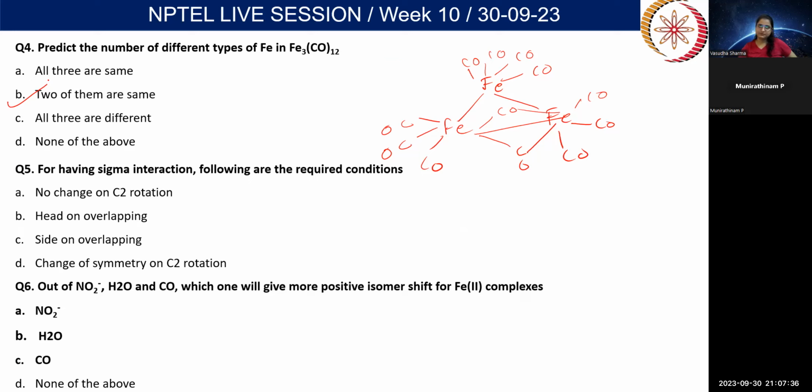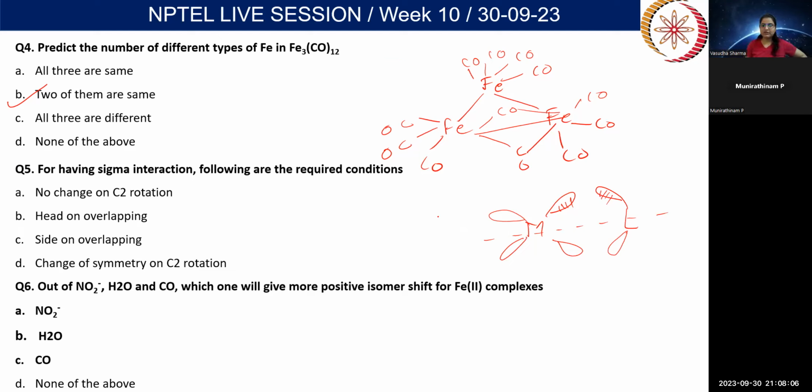Side-on overlapping is this one. So along the internuclear axis, there is no electron density. So do you think that sigma interaction happens in side-on overlapping or it happens in head-on overlapping? Head means more electron density along the internuclear axis. So one head and the other head are overlapping with each other. So you are okay seeing head-on overlapping.